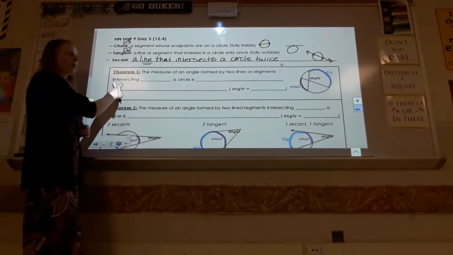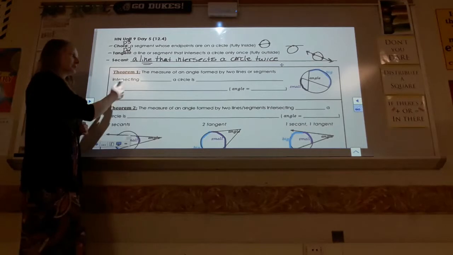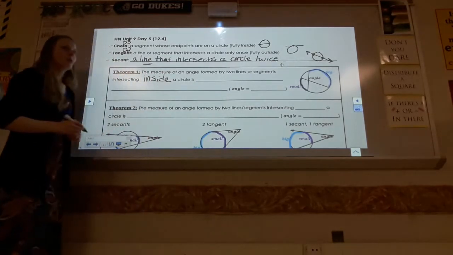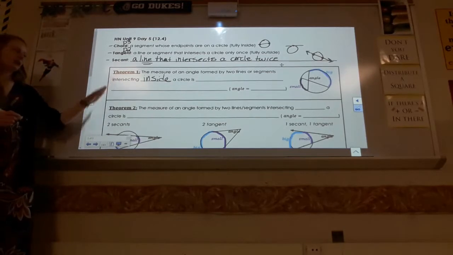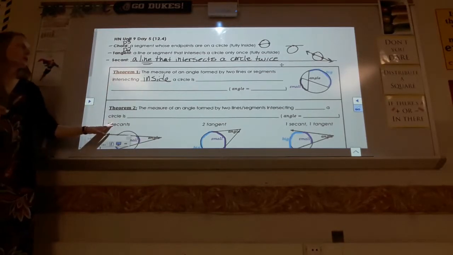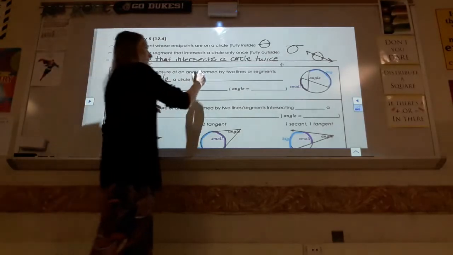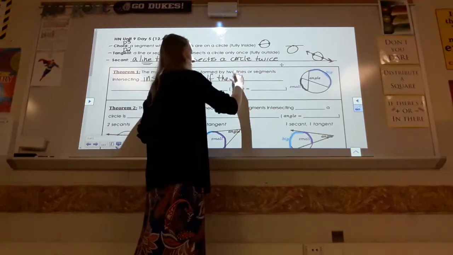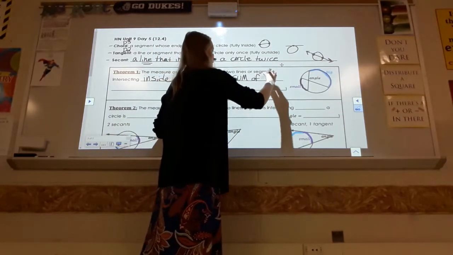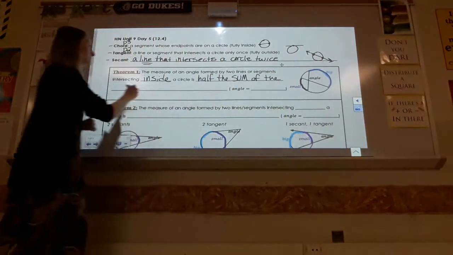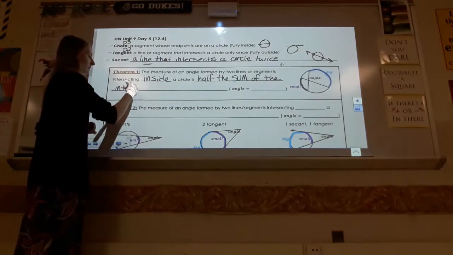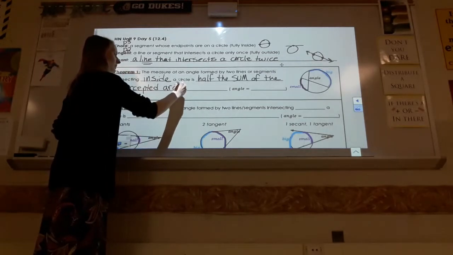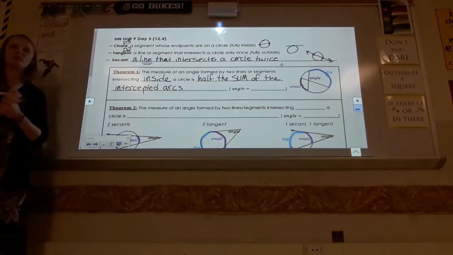So this first one, the measure of an angle formed by 2 lines or segments intersecting inside a circle. This is our first keyword here. We're going to have one formula for where they intersect inside, and then another for when they intersect outside. So if they're intersecting inside of a circle, that angle is half the sum of the intercepted arcs. Half the sum of the intercepted arcs.